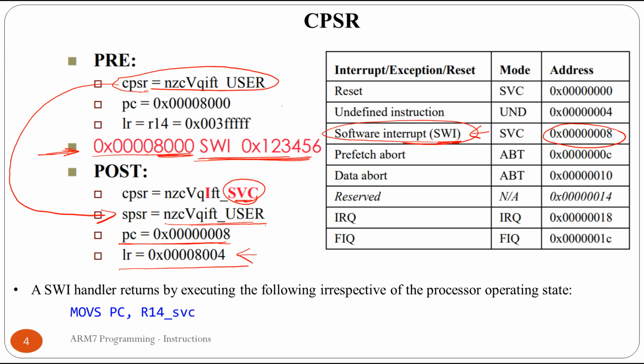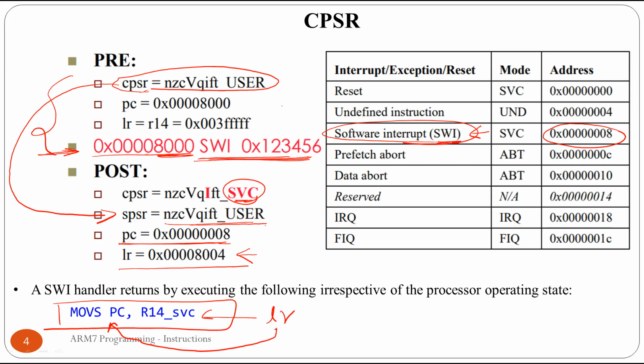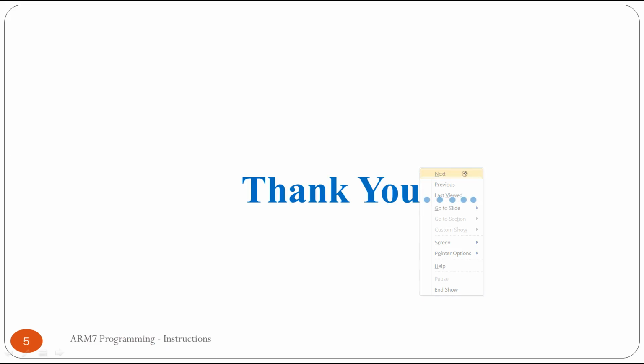After we execute this SWI interrupt, we have to write this instruction, which is MOVS PC, R14_svc. R14_svc is nothing but the link register. So your program counter is again loaded with the address corresponding to the main program. In this way we can implement SWI in ARM processors. Thank you.